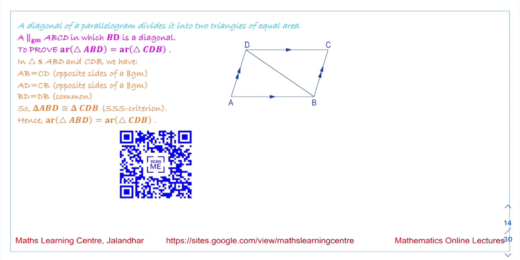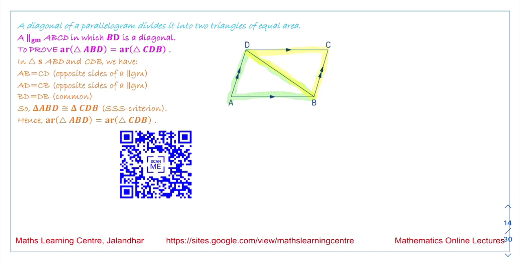Now the next question we have: a diagonal of a parallelogram divides it into two triangles of equal area. So we are given a parallelogram ABCD and we have to prove that the triangles we have over here, ABD and BCD, both these triangles have equal area.